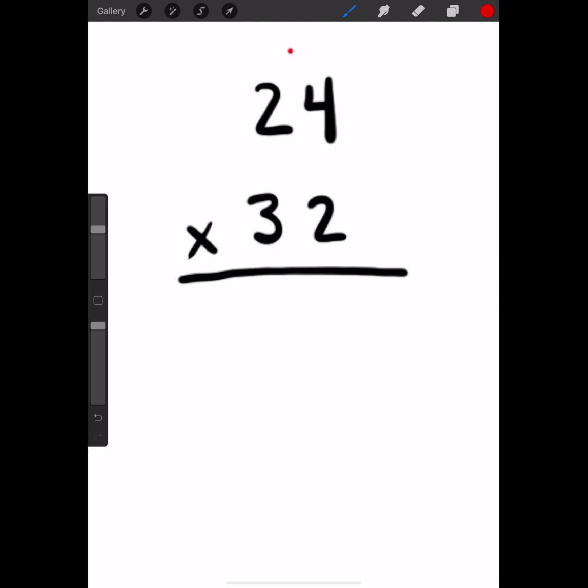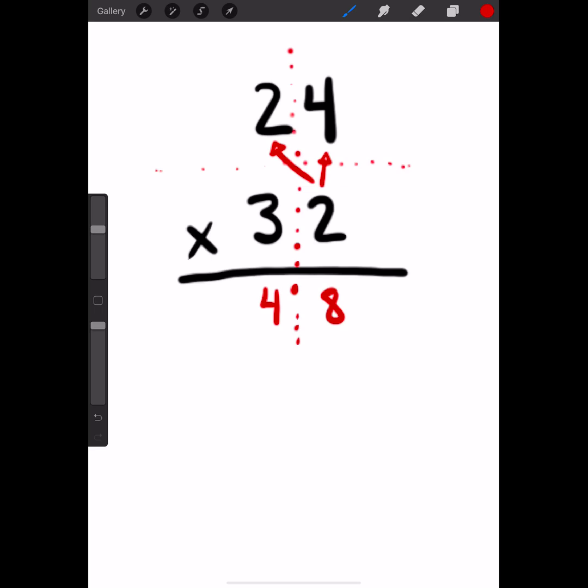First, I'm going to multiply the numbers in my ones column on the bottom. First, I'm going to start by multiplying 2 by 4. I know that 2 times 4 is 8, and so I write that number below in the ones column. Then, I'm going to multiply my bottom 2 by the top 2. 2 times 2, I know, is 4. I write that number below in the tens column.